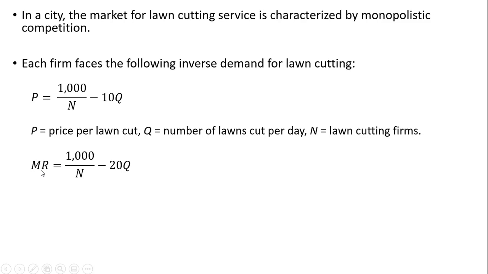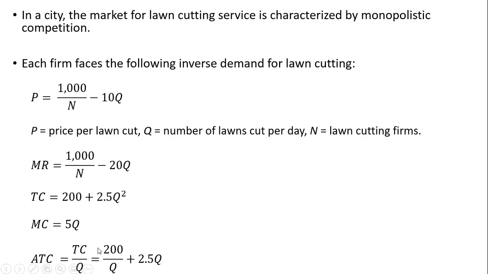MR is the marginal revenue, which would technically be the derivative of total revenue with respect to Q. Here's the total cost of lawn cutting, and the marginal cost is just the derivative of the total cost function with respect to Q. Average total cost is total cost divided by quantity, so 200 divided by Q, plus 2.5q squared divided by q, which leaves us with 2.5q.